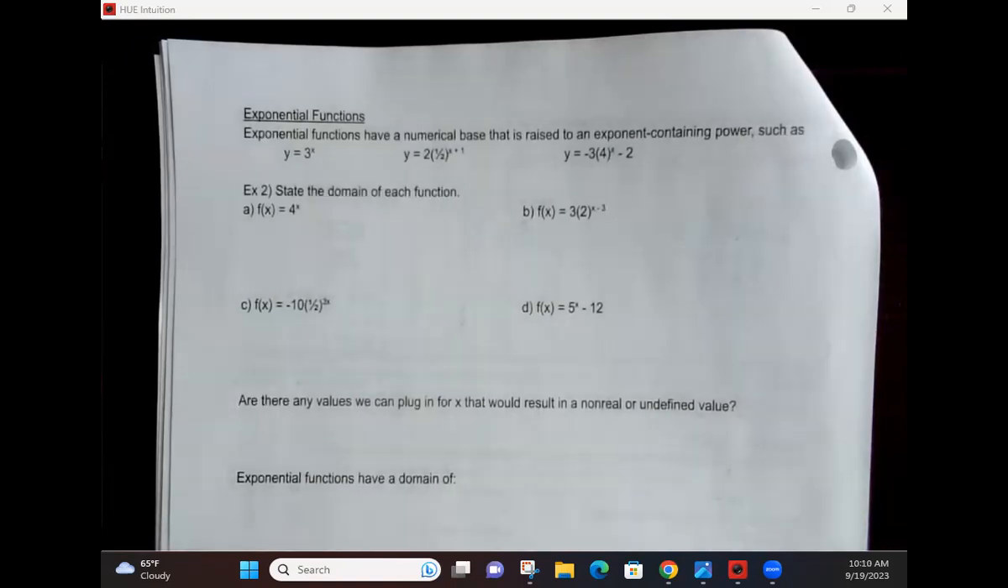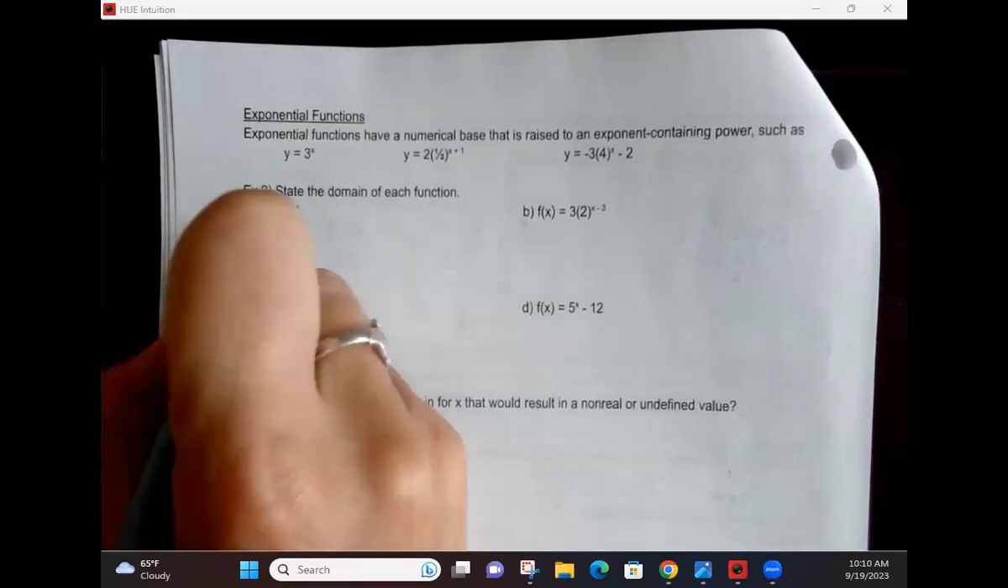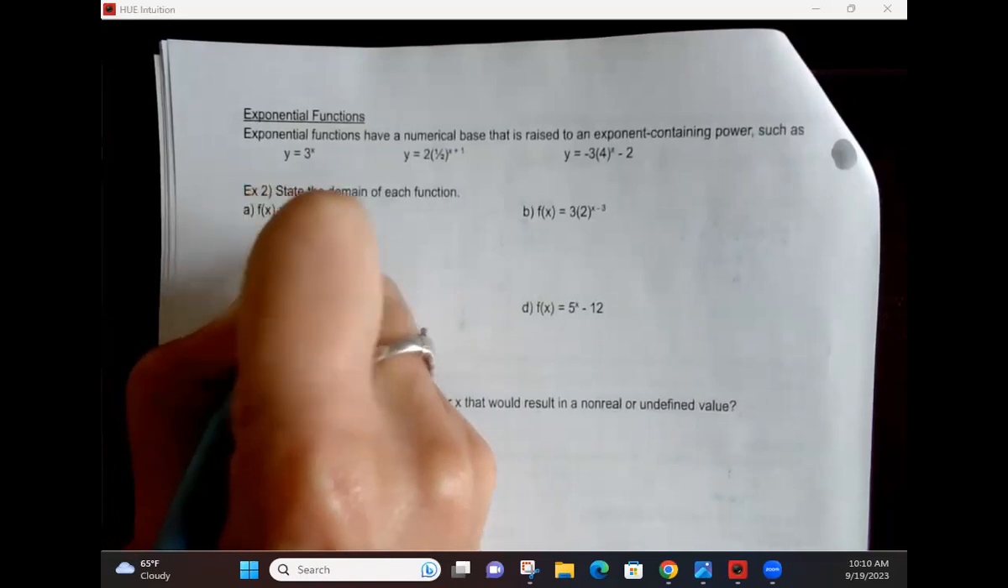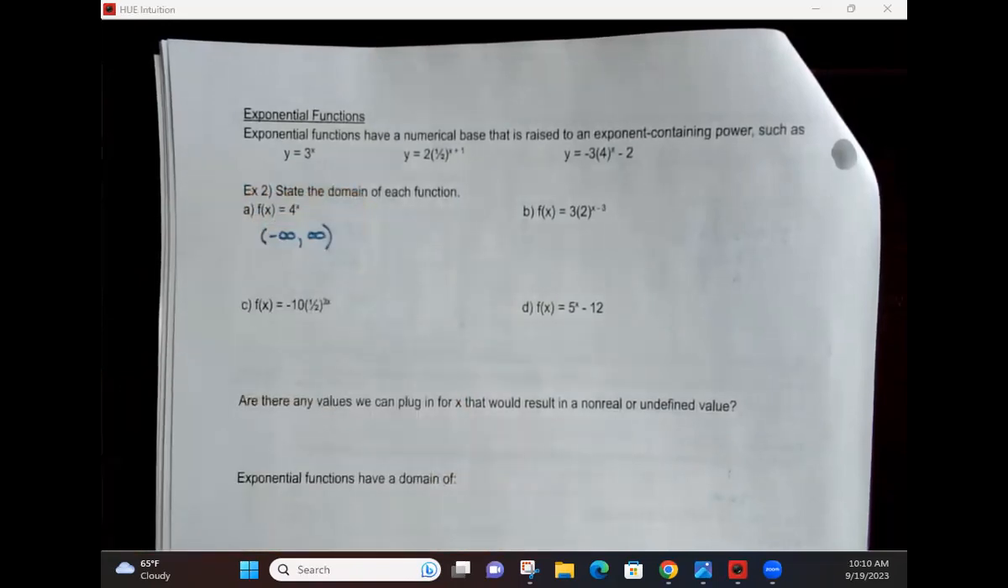Could I plug in a fraction or a decimal? Sure, we talked about rational exponents, right? If I plugged in a half there, I would be asking you, what's the square root of 4? If I plugged in a third there, I would be asking you, what's the cube root of 4? And that may not have a nice integer solution, but it's fine. It's a real number. Is there anything that I can plug in for x that would result in something non-real or undefined? No. So our domain for this guy is anything from negative infinity to positive infinity.